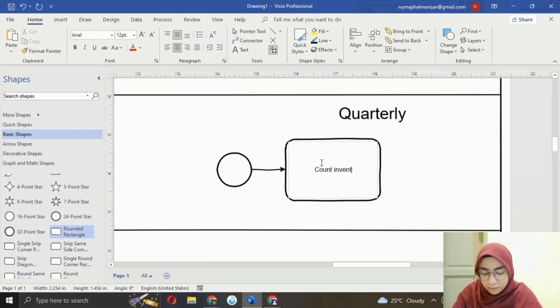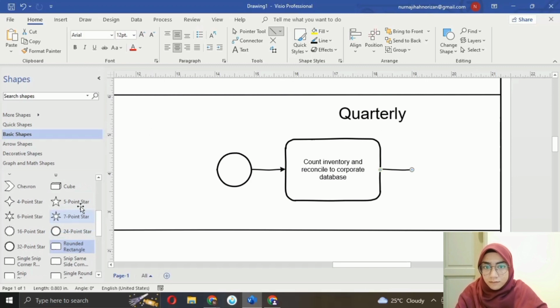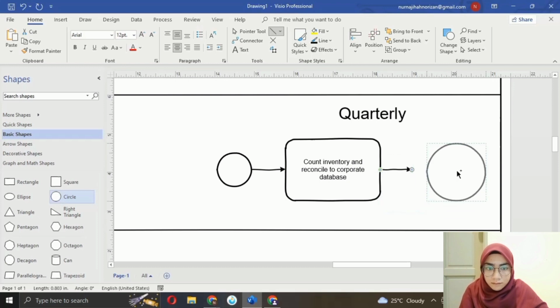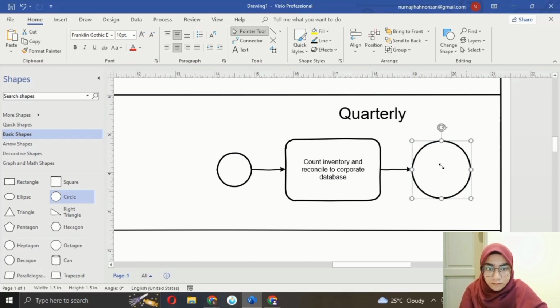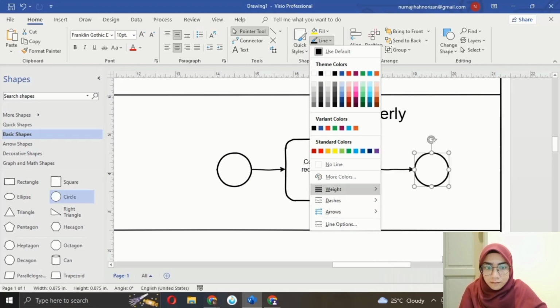So, the explanation is count inventory and reconcile to corporate database. This is the explanation under quarterly. Next, we follow with the arrow symbol again, an arrow to indicate the flow of data or information. And lastly is the circle symbol. This circle symbol shows the end of a process, presented by a small bold circle.